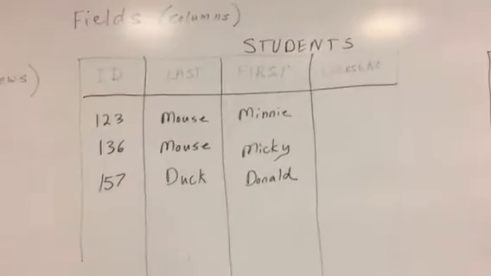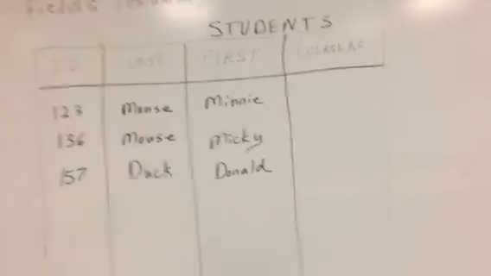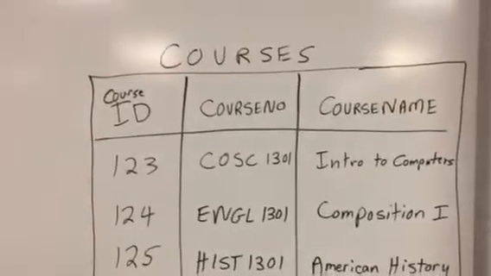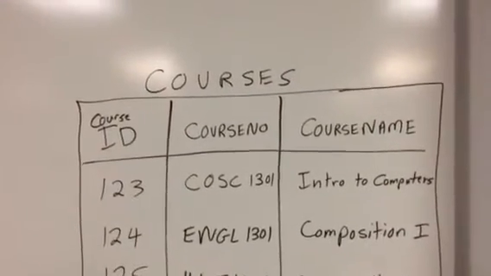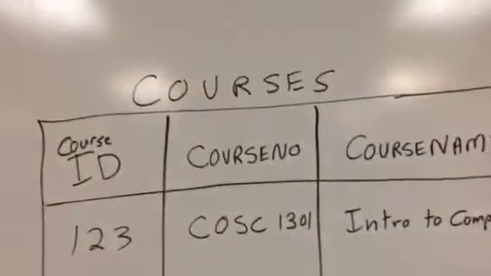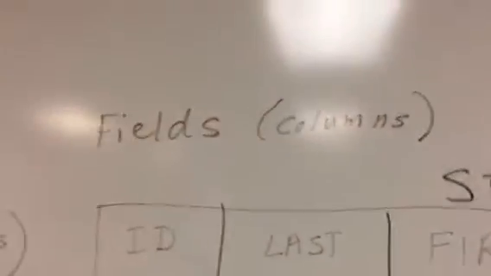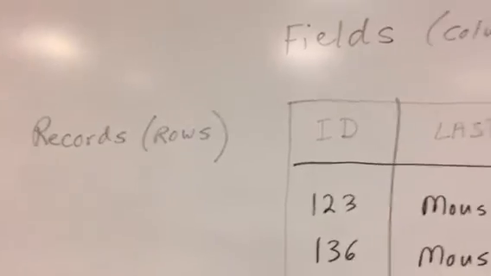Okay, I'm going to give you a quick overview on relational databases. The way they work is we will have a table of information, sometimes called a file. This is a courses table. And in my courses table, I have certain fields. Fields can also be considered as columns. Records we also might call rows.